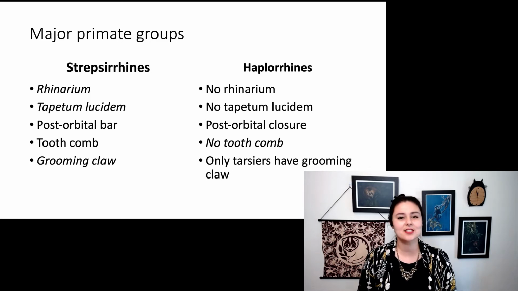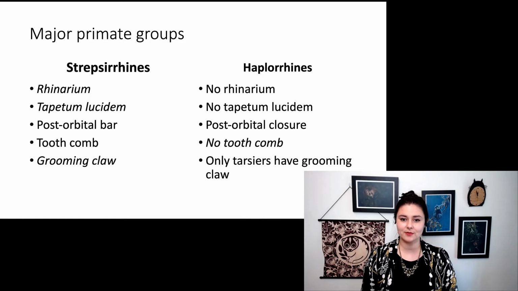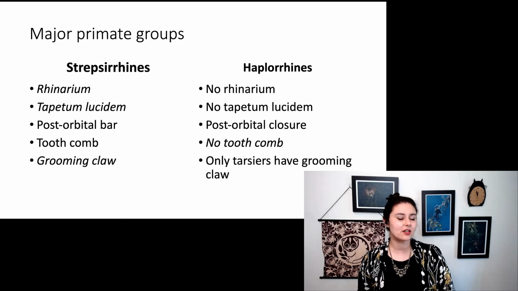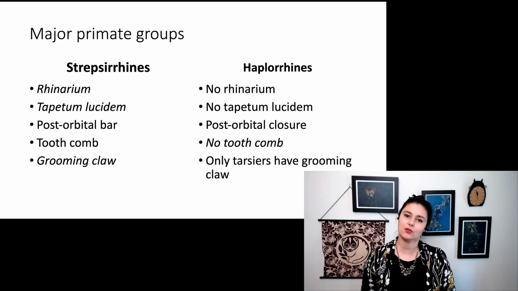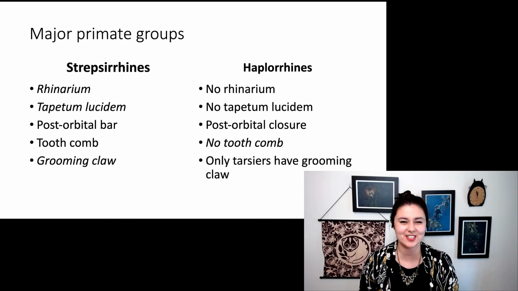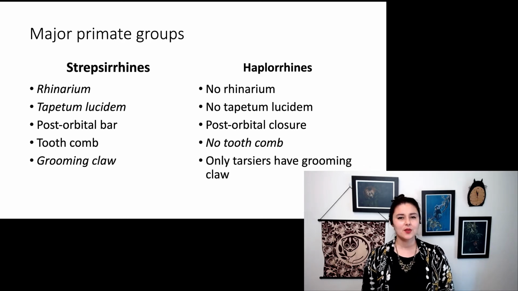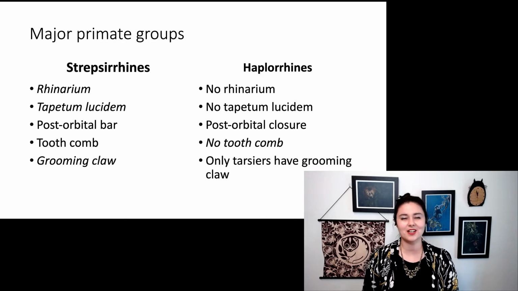You might notice that some of these are bullet pointed. So in italics, anything that is in italics, that is a primitive trait. Anything that is written normally is a derived trait. But let's look at some pictures to make them make a little bit more sense.